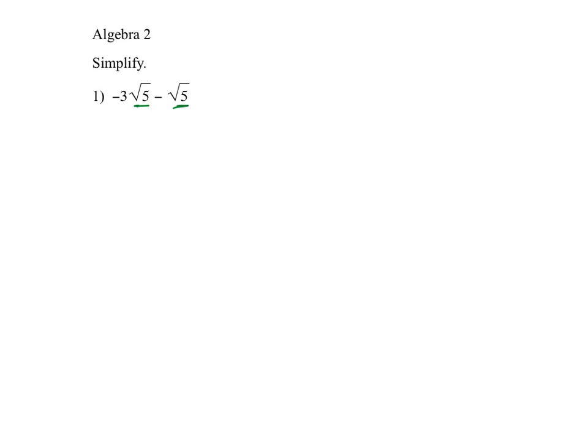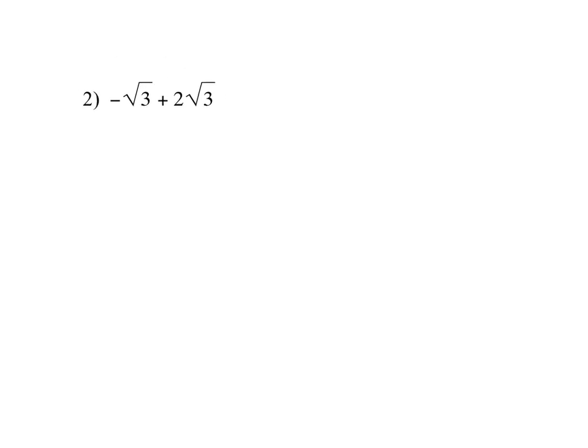So in this case, I have negative 3 times the square root of 5 minus 1 square root of 5. So the only way that I can add those two values is that everything here, the square root, index, and radicand are the same. So in this case, I have a negative 3 minus 1, so it's negative 4 square root of 5. The square root of 5 doesn't simplify, so we're going to leave it there.